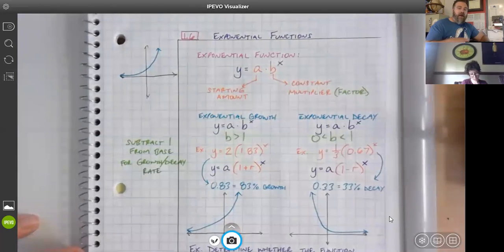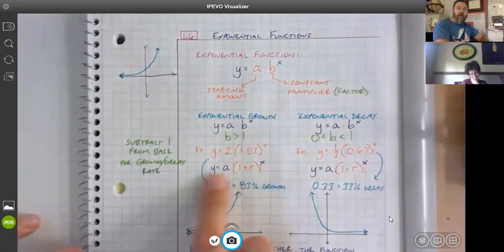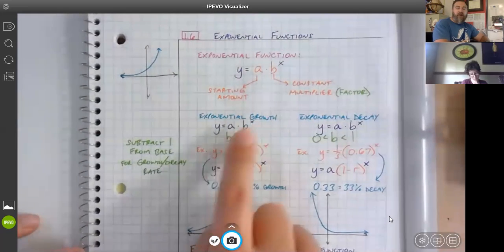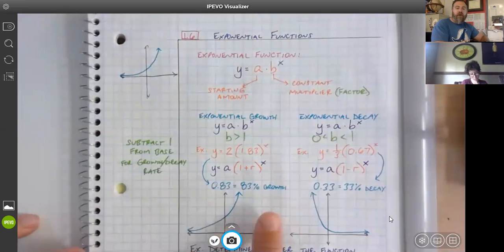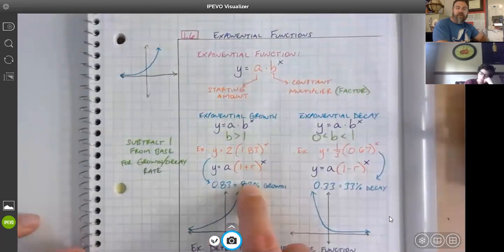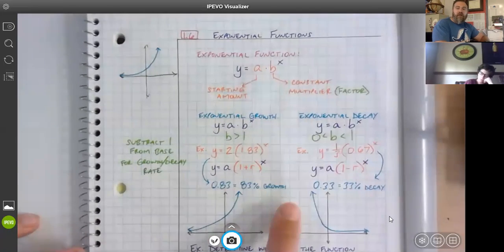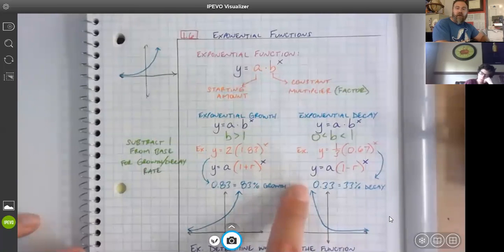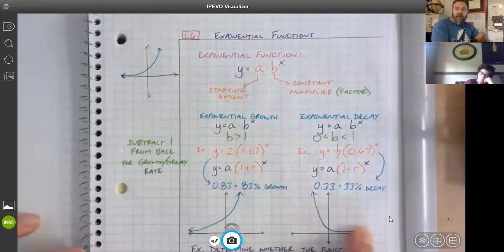Okay. And kind of lastly here, just seeing visually what that would look like. A growth function, again, reading left to right like a book, is going to be increasing. A decay function, reading left to right like a book, is going to be decreasing. It's going to get smaller.